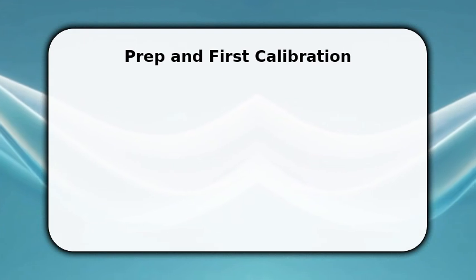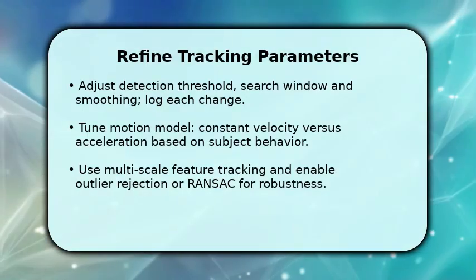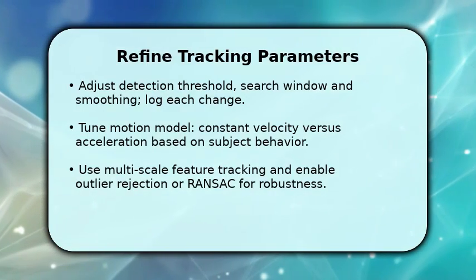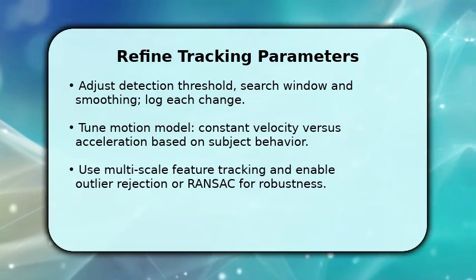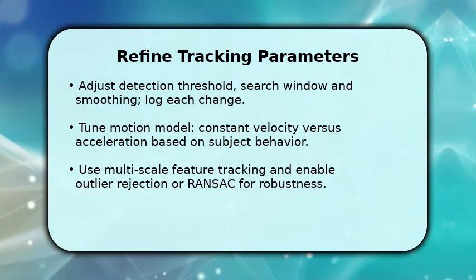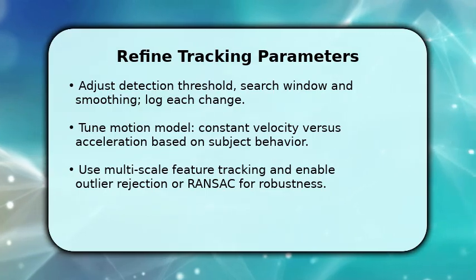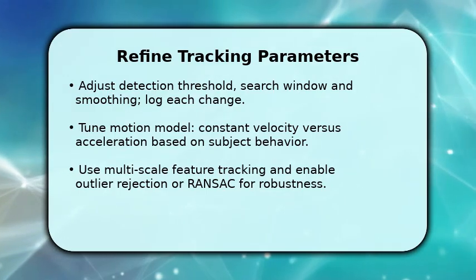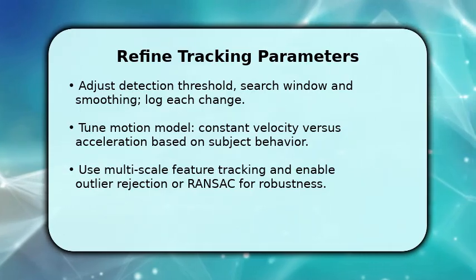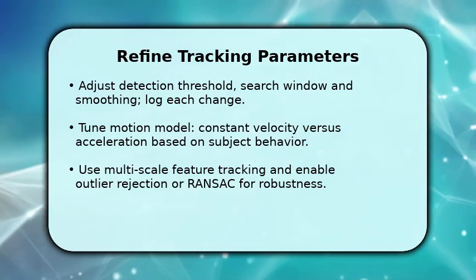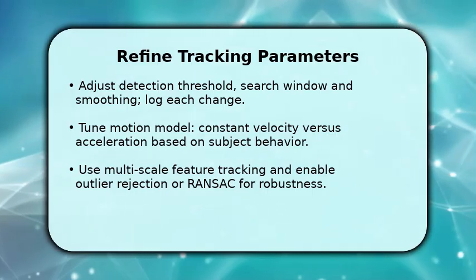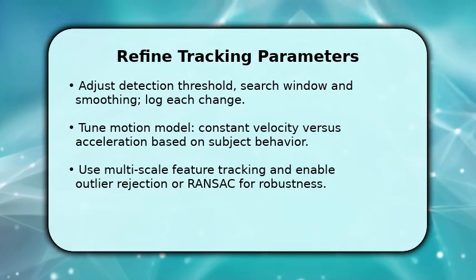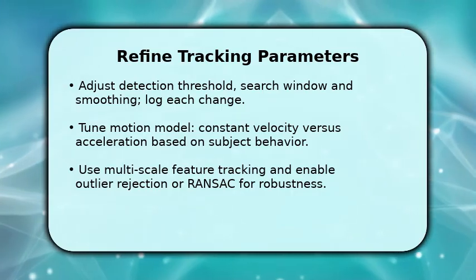Now you refine parameters to handle real motion and noise. Increase or decrease the detection threshold and search window while watching frame-by-frame results. Make one change at a time so you can roll back. Choose a motion model, constant velocity for steady subjects, acceleration for sudden moves, because the wrong model creates lag or overshoot. Enable multi-scale feature detection and an outlier filter like RANSAC. This reduces jumps from occlusion.